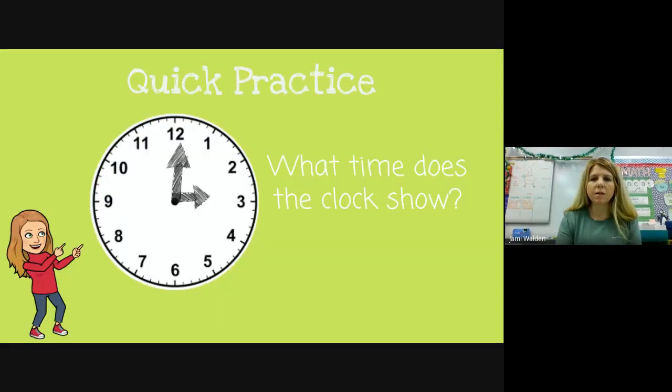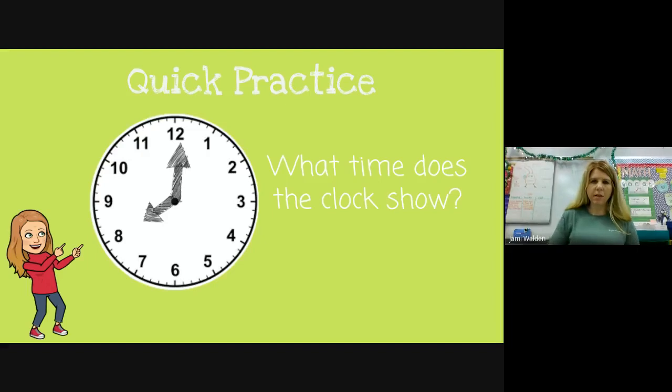First, let's look at the clock. What time does the clock show? Remember, I checked my hour hand first and then my minute hand. 3 o'clock, good job. How would we write 3 o'clock? 3 for the hours, colon, and 00 for my minutes. 3 o'clock.